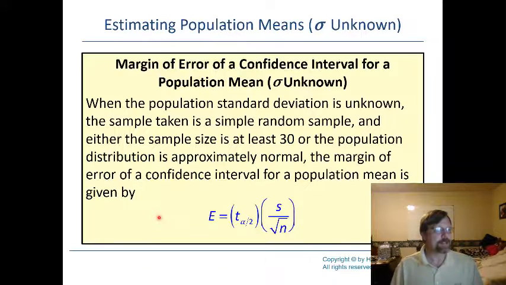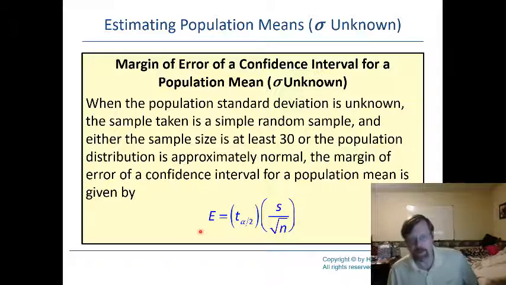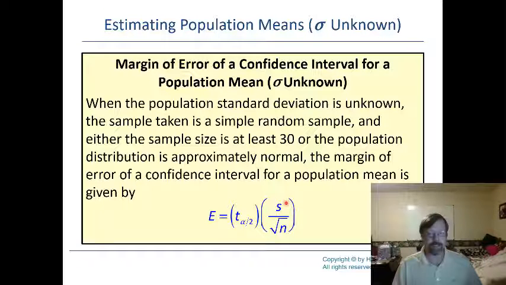If that is the case, we can use this formula, which is almost identical to the formula we used 2 sections ago. We've got the critical t-score now instead of the critical z-score. We have the sample standard deviation instead of the population standard deviation. Otherwise, it's the same. So we've got sample standard deviation divided by square root of sample size times the critical t-score.